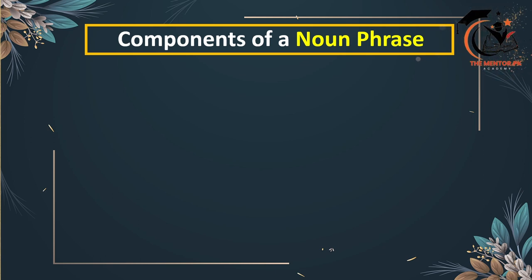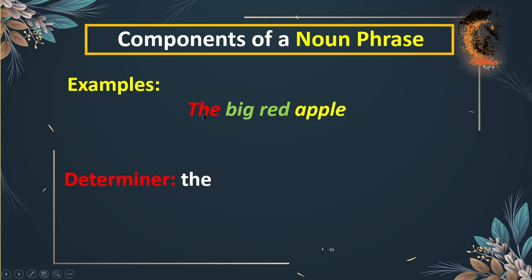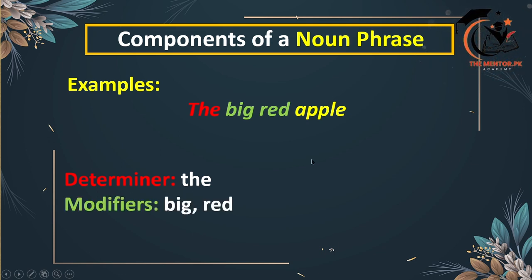Components of a noun phrase. A noun phrase has the following components. For example, in this sentence, the is a determiner, big and red is a modifier, and apple is a noun.